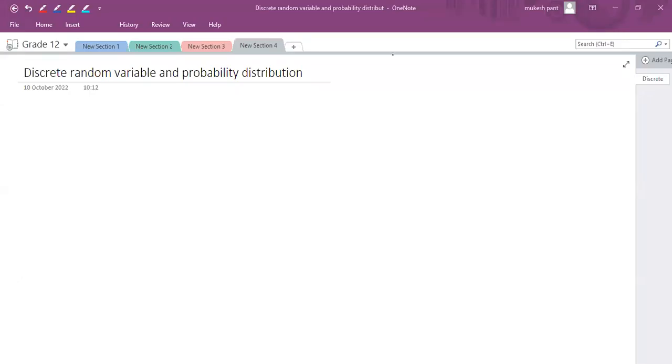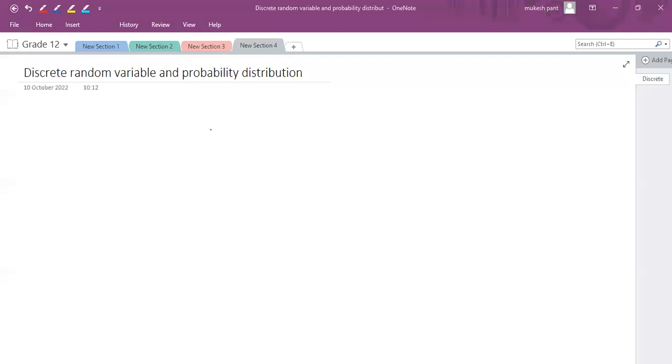Okay, so let's start with the discrete random variable. First of all, we will try to understand what a discrete random variable is. I think you are very well acquainted with the word discrete. We discuss this word a lot in stats: discrete value and continuous value, or discrete data or continuous data. Discrete means a fixed value, right?